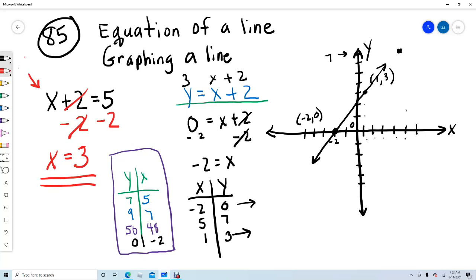You can see that if this were perfectly drawn on graph paper, 5, 7 would fall right on that line. And every value that we can put in there, every solution for y and x that makes that equation true, is going to fall somewhere on that line. And so in this lesson, they're showing you how to find those points and graph that line.